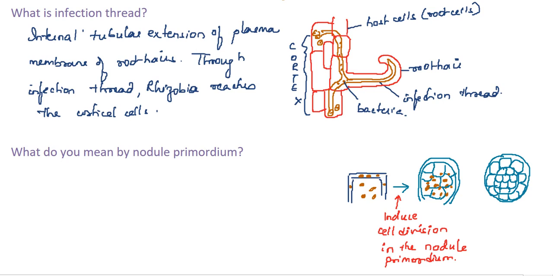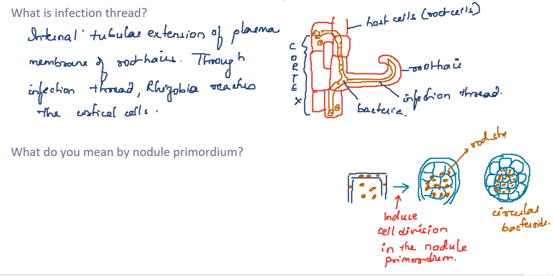Next, after differentiation, we will find that they develop into circular bacteroids. What are circular bacteroids? That means they have formed a membrane around themselves. Previously they were not circular, they were rod shaped. After differentiation, they form circular bacteroids. When they entered previously, they were rod shaped.